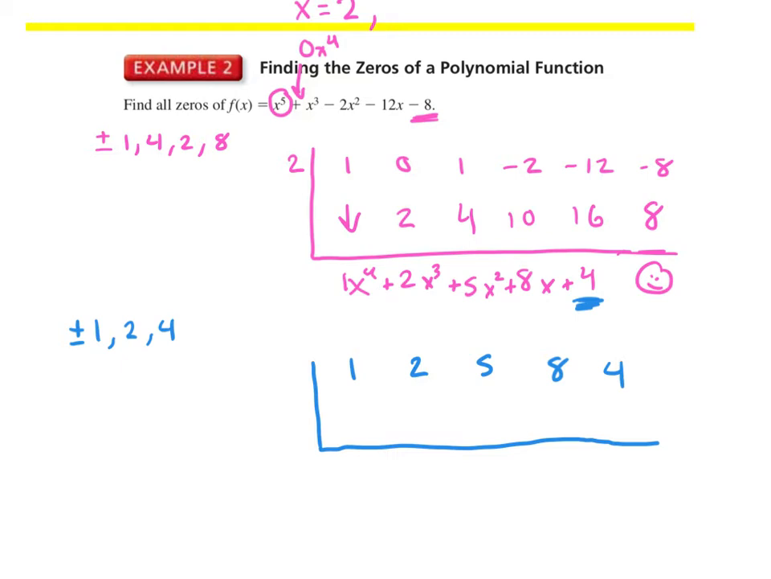2. Drop down the 1. We have 2, 4, 8, 13. Nope, 2 doesn't work. What can we try next? -2. Multiply. Add, multiply, add, multiply, add, multiply. What's 4 plus 4? Doesn't work.